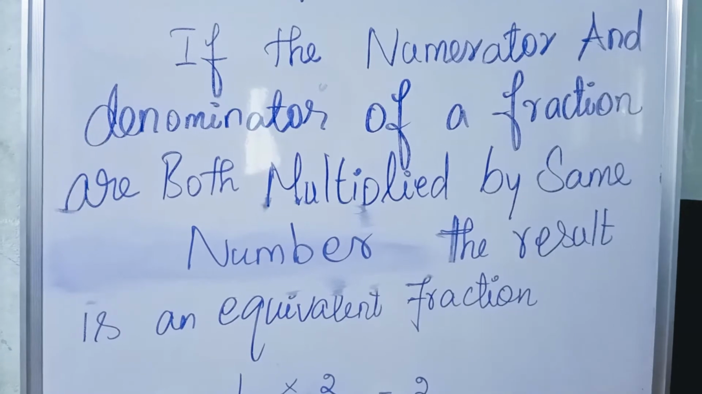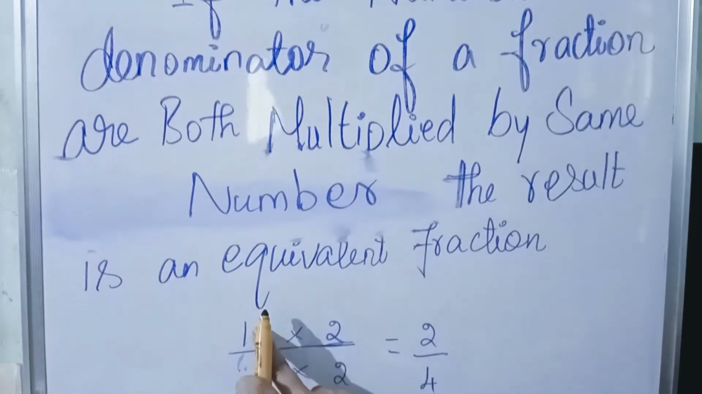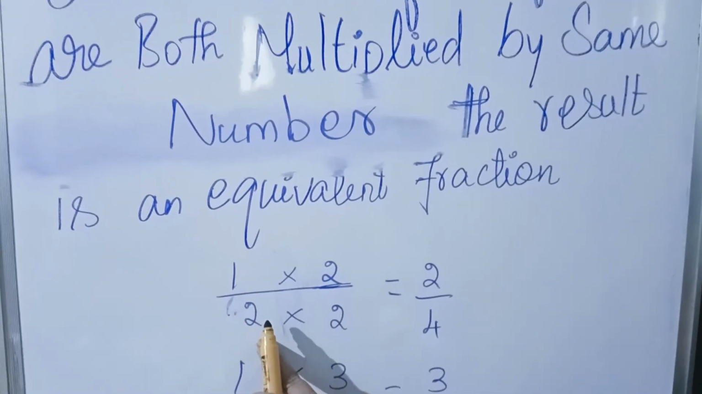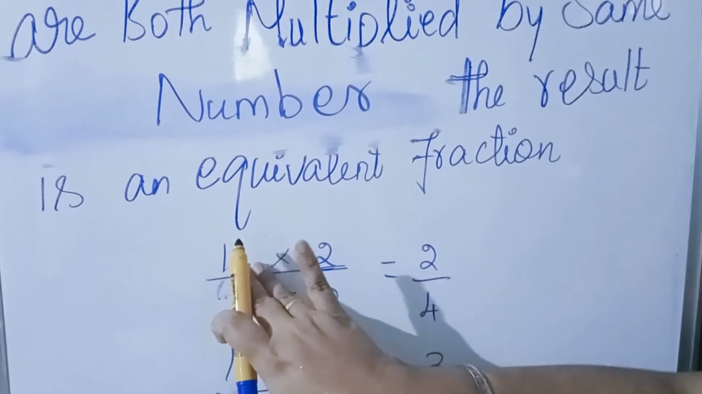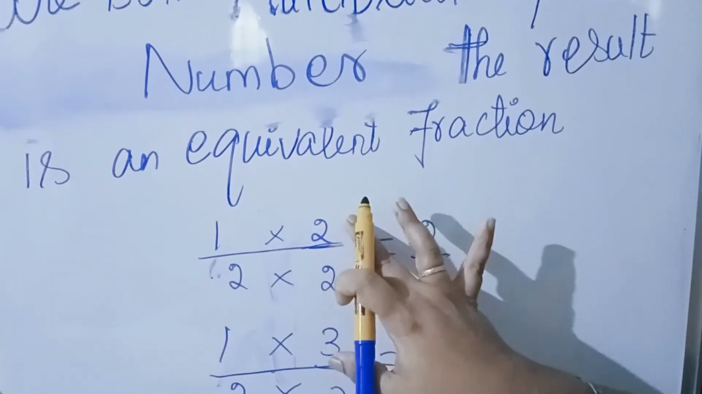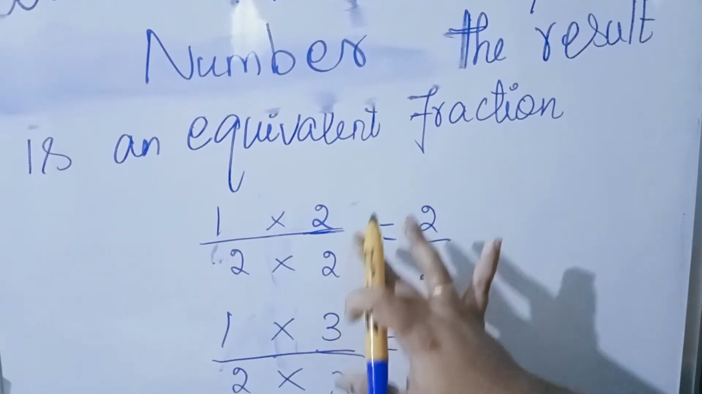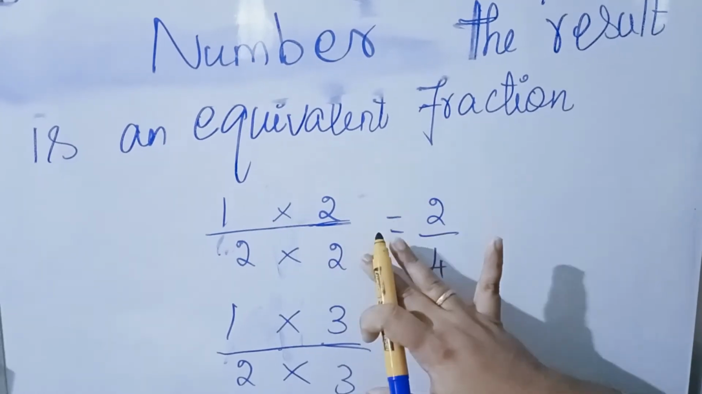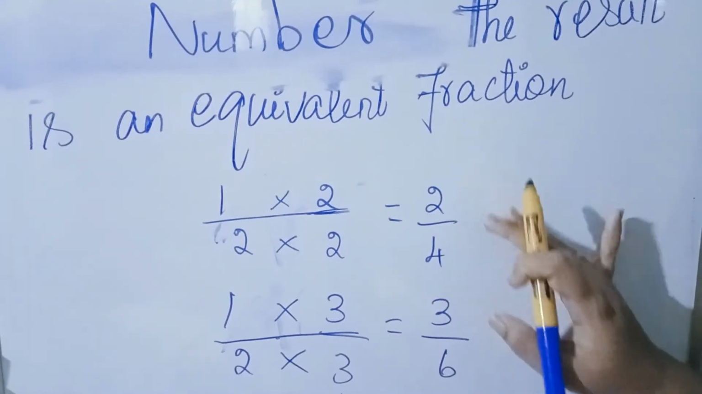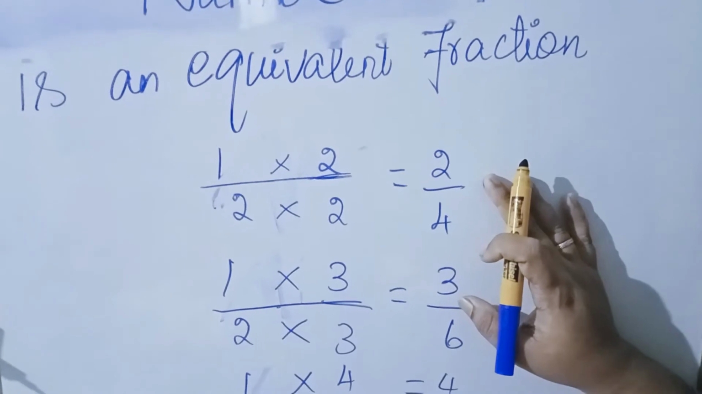For example, 1 by 2 is there. This is the numerator, this is the denominator. We are going to multiply both by 2. Numerator and denominator are both multiplied by 2. So the answer is 2 by 4. This is called an equivalent fraction.